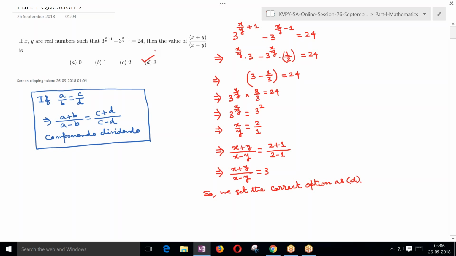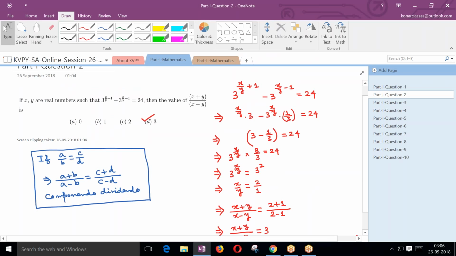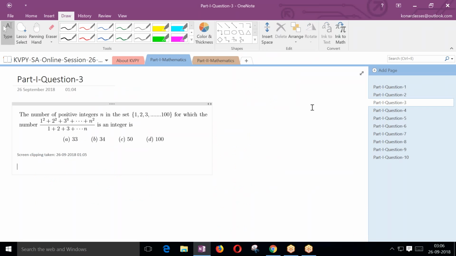Yeah, that also you can. I got a question from Pratik whether you can write x equal to 2y, and then also you can do it. If x equal to 2y, that also you can do definitely. But this is a more straightforward approach. If you do not know componendo dividendo, then you can apply whatever you wrote. I hope things are clear. Then you can proceed to the next question, question number 3.